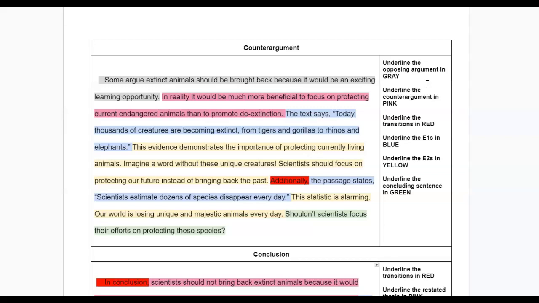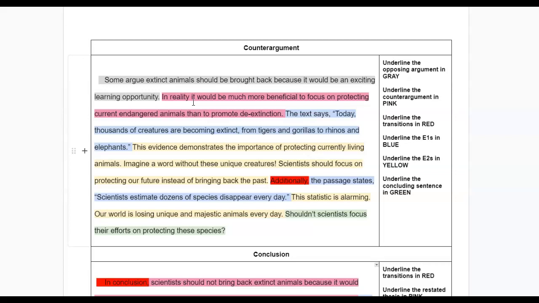After you introduce the opposing argument, you're going to give your counter argument, which is the statement that you are making to prove the other side wrong. So I stated, in reality, it would be much more beneficial to focus on protecting current endangered animals than to promote de-extinction. So yes, even though it might be exciting to learn about these extinct animals, in reality, it would actually be much better to protect the animals that are currently living on our earth. I know that this and the red kind of look similar, but the counter argument is actually going to be underlined in pink. The rest of the paragraph is set up just like the body paragraph.